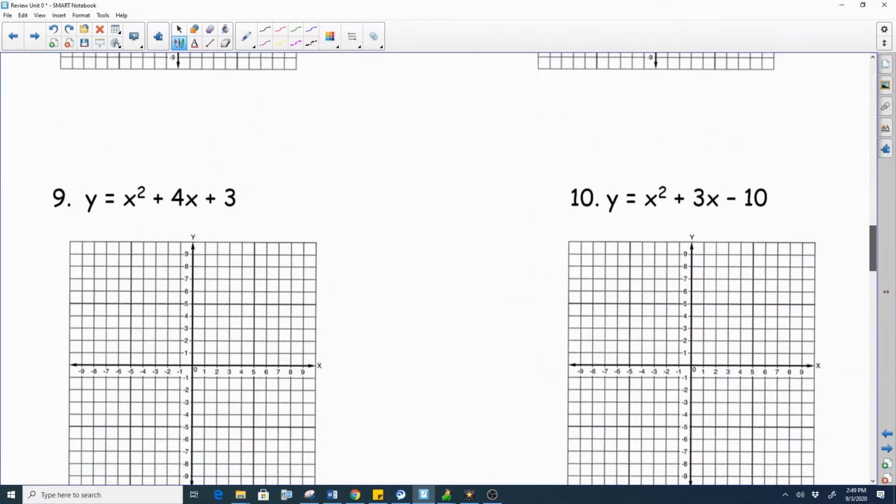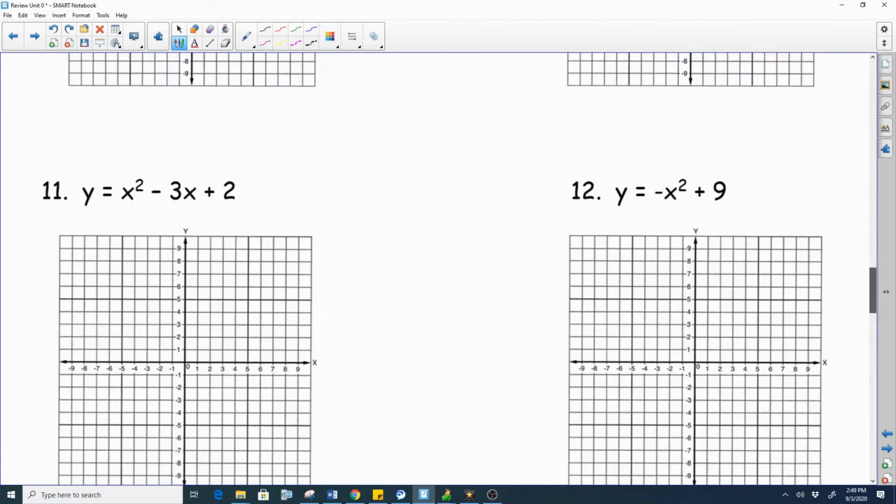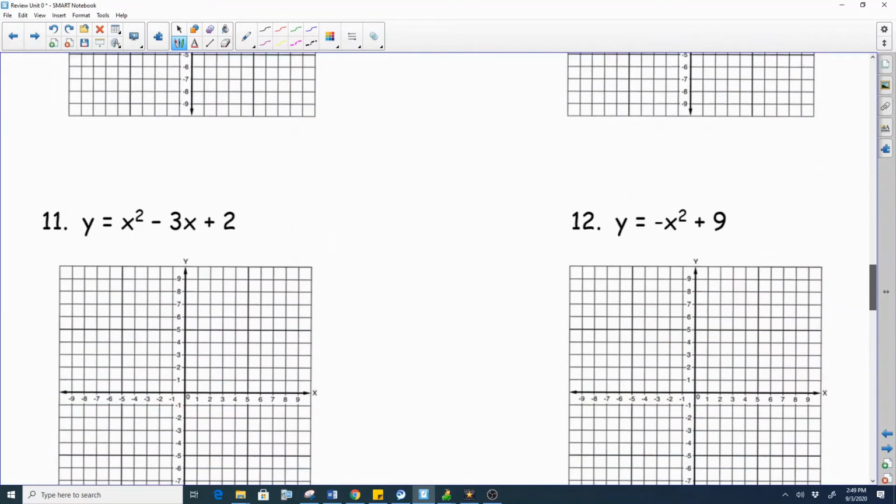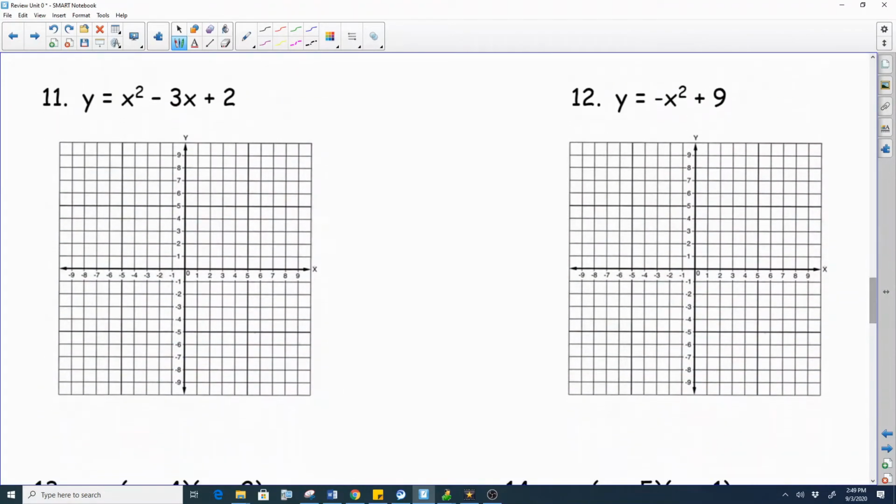Now we're going to show you parabolas. The easy one is like number 12, for example, because it's upside down. That's what the negative means, right? The negative means that the graph is going to go upside down. And it has a shift up of 9, because the parent function is just y equals x squared. So the parent function just goes like that.